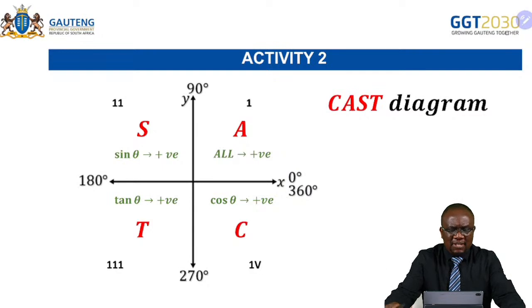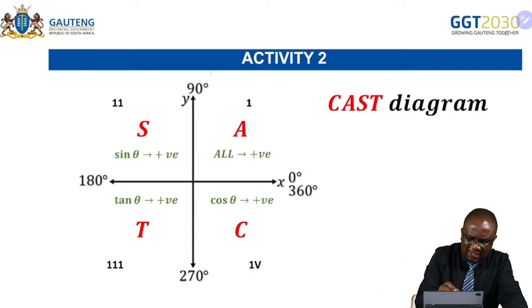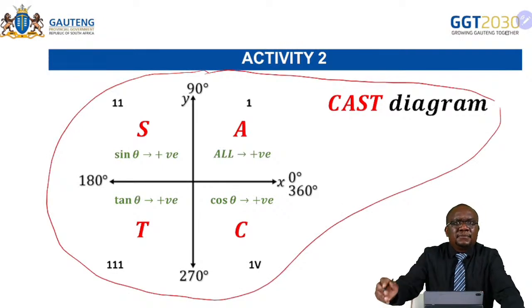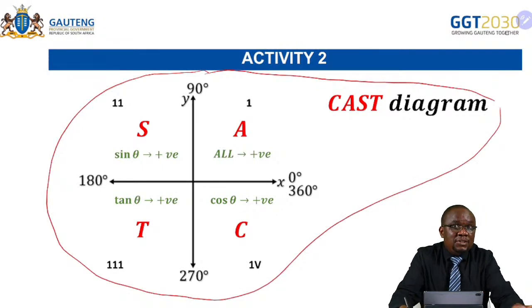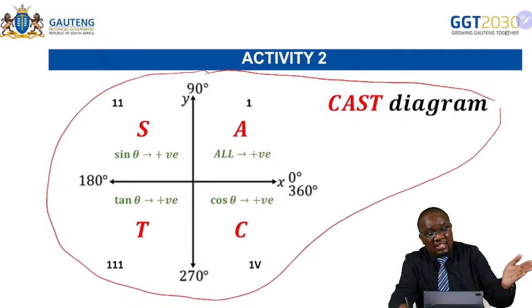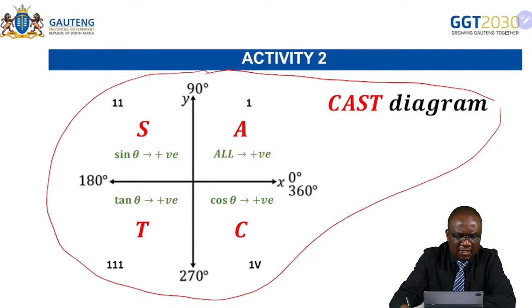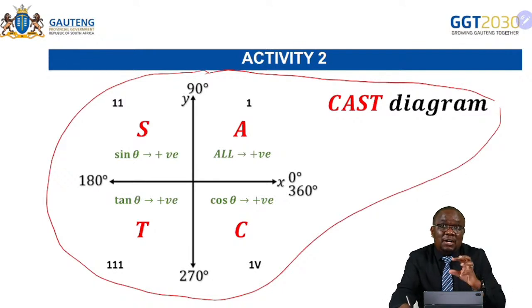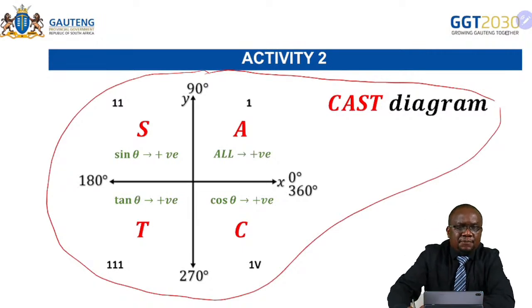CAST diagram. Please take 1 minute to have this diagram with you. Just 1 minute, and then after that, we go to an activity. We're not going to do a lot. We just end here, and in the next lesson, we're going to bring more questions. The next activity, I will just teach you how to identify the quadrants. Then we'll be done. Just copy this, and then we go to the identification of the quadrants.